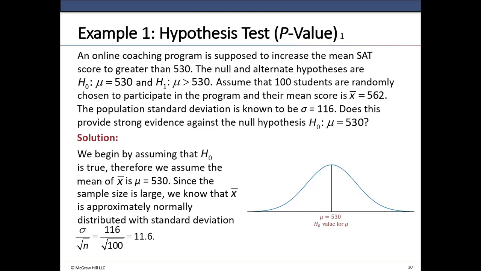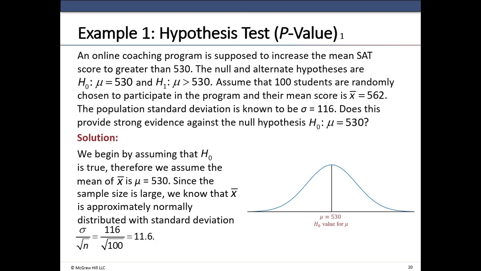An online coaching program is supposed to increase the mean SAT score to greater than 530. So your alternate hypothesis H1 is mu greater than 530. Your null hypothesis H0 is mu equal to 530. Assume that 100 students are randomly chosen to participate in the program and the mean score X bar is 562. Remember, you have to compare the sample mean, 562, to the hypothesized population mean, which is 530.